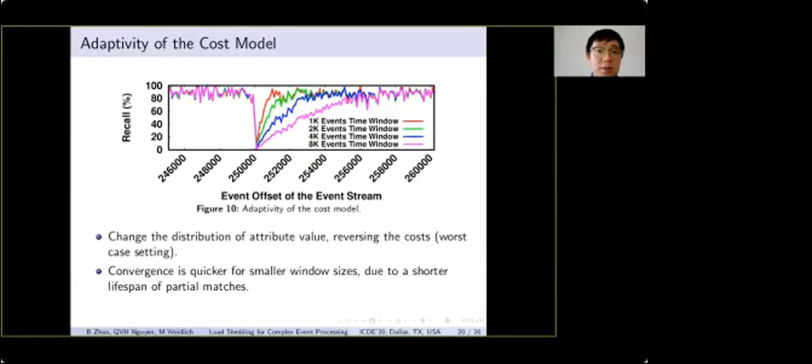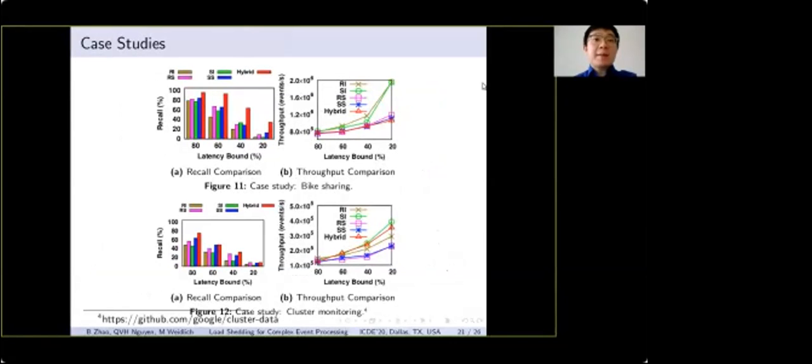Convergence is quicker for smaller window size because it has a shorter lifespan of partial matches. Finally, we examine 2 real-world case studies. One is bike sharing in New York City, and the other one is Google cluster monitoring. They have the same trend as synthetic datasets.